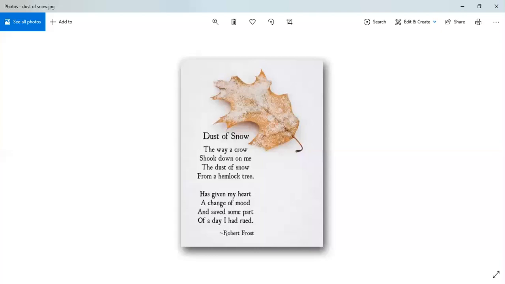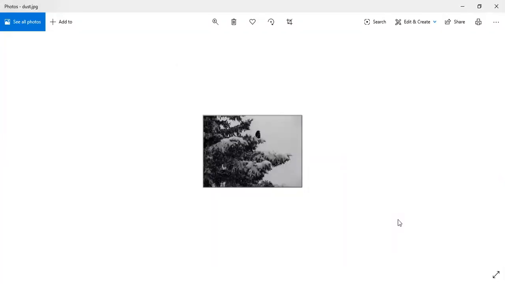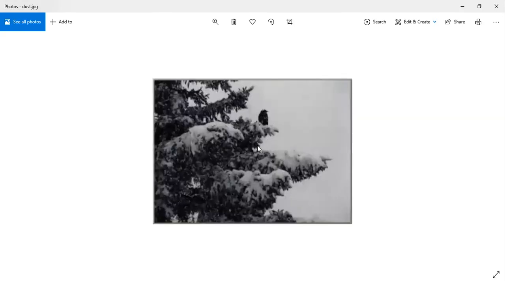Now, I just want to tell you that there are two symbols in this poem. One is a crow, and the other is a hemlock tree. I would like to share a picture with you of how a hemlock tree and a crow look. Hemlock tree is a tree similar to a pine tree, and it has white flowers, but it is a poisonous tree. Now you can see that there is a crow, and there are the branches or the canopy of the hemlock tree. The crow is sitting on the branches of the hemlock tree, and the snowflakes have settled on the branches as there is a snowfall.